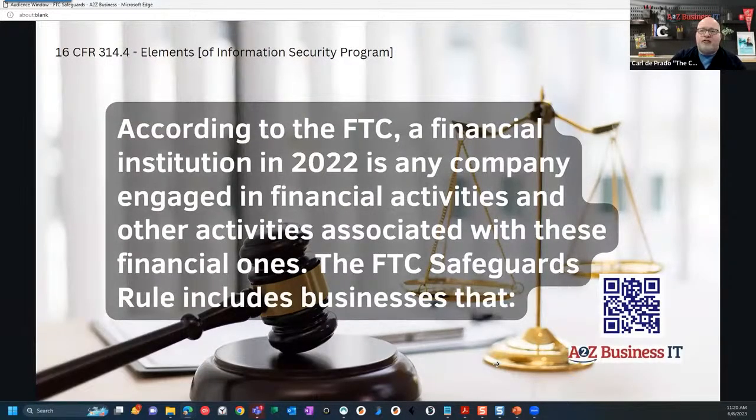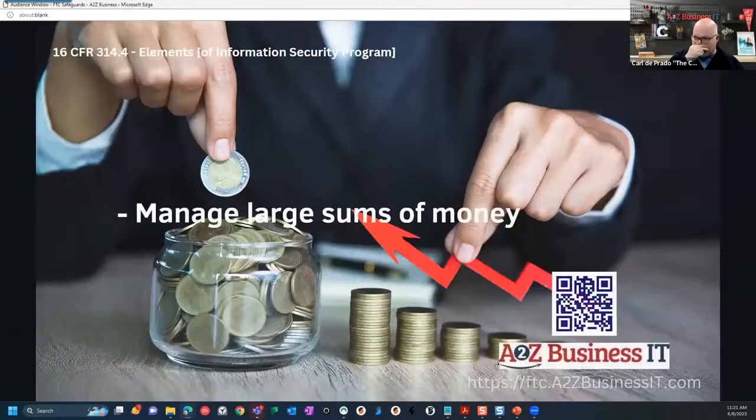So let's talk about who this falls under, what business types we are talking about. In 2022, the FTC said a financial institution is identified by any one of these activities. There's some more on top of that, but here are a couple of them. If you manage large sums of money, directly or indirectly, or you're in charge of trusts and estates, you have that information. So that's not just businesses. You can be a trust attorney with a large amount of money, and that falls under this. That can be important to you as well.